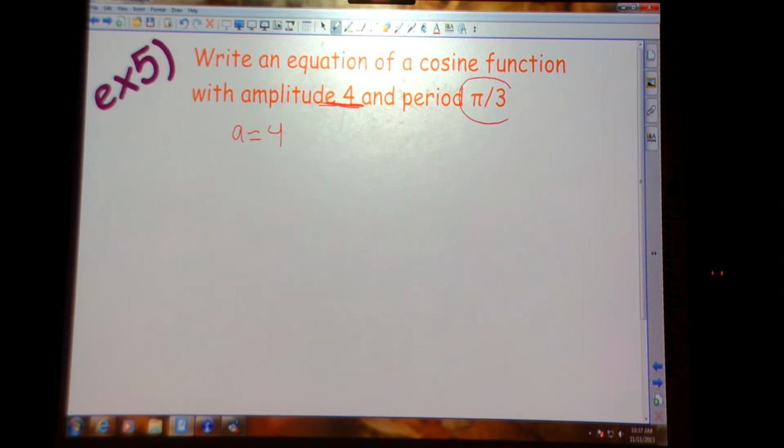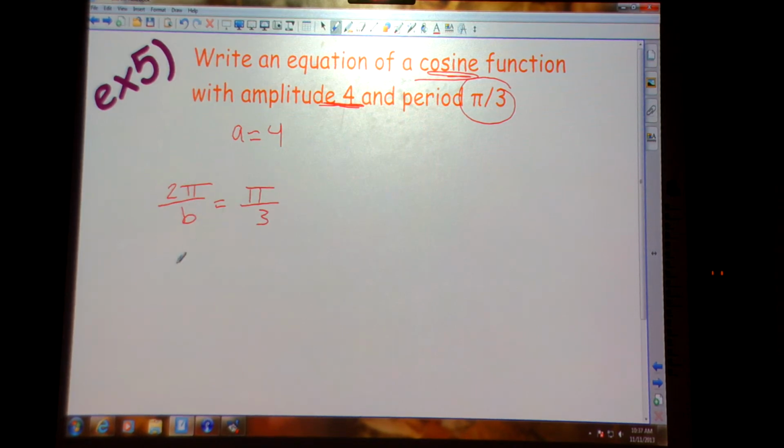Now, to find the period of a cosine function, we do 2 pi divided by b. I don't know what b is. This is not b. I see that a lot. This is not b. This is saying what I get when I do this calculation. So I take 2 pi and I divide by b. I end up getting pi over 3.